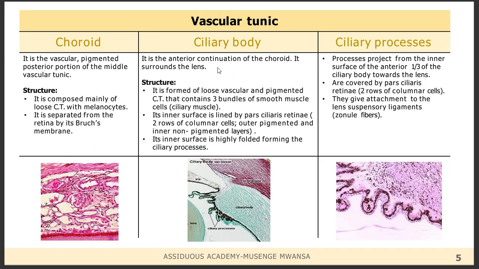And then the ciliary body is the anterior continuation of the choroid, and it surrounds the lens. It's formed of loose vascular and pigmented connective tissue that contains three bundles of smooth muscles, which are ciliary muscles. So this ciliary body has got smooth muscles in it. So the importance, you should know at least the importance. Its inner surface is lined by pars ciliaris retinae, two rows of columnar cells, outer pigmented and inner non-pigmented layer. Its inner surface is highly folded, forming the ciliary process.